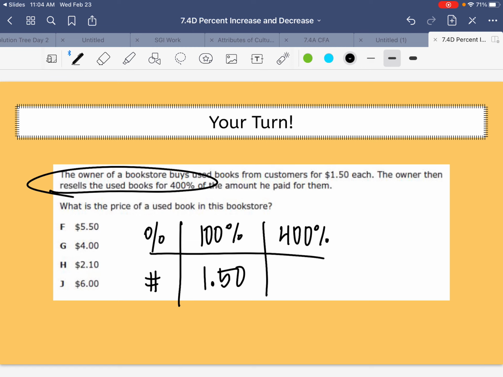I immediately see a multiplicative relationship here of multiplying by 4. So $1.50 times 4 gives us $6. So a used book in his bookstore is worth $6.